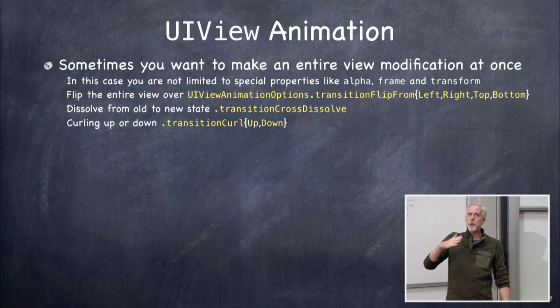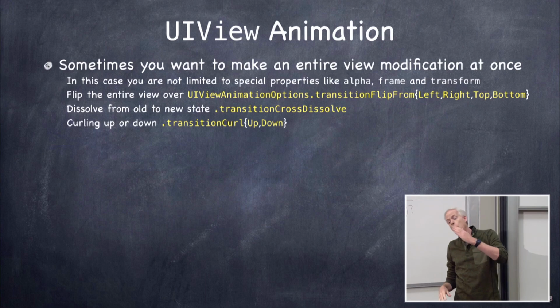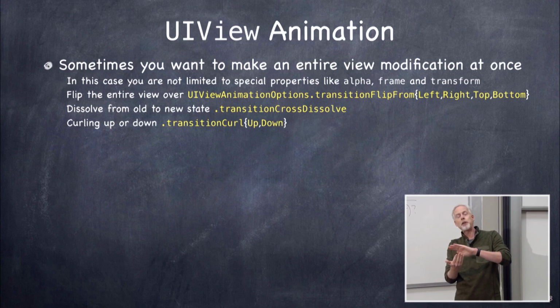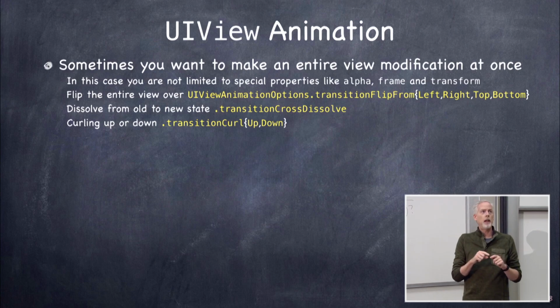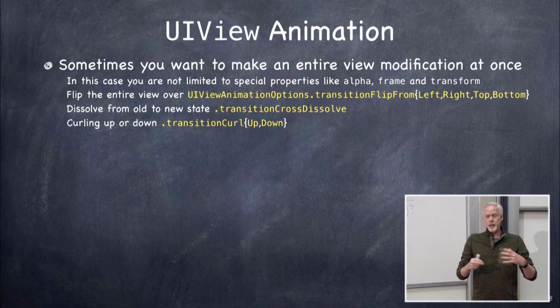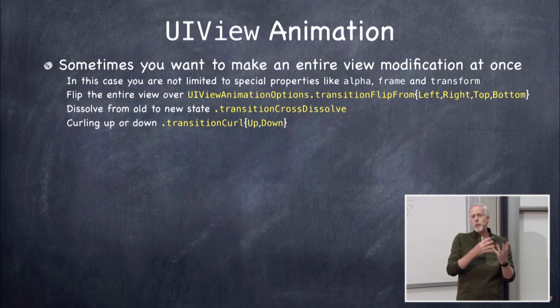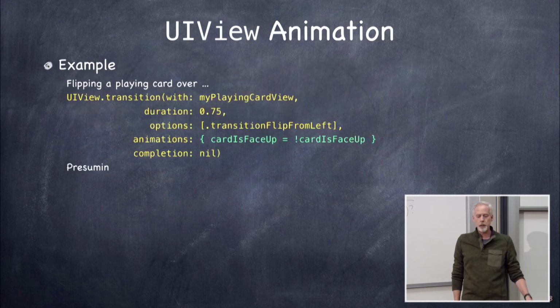There's curl up from the bottom too, which makes it like it's curling up and you're looking at a piece of paper behind it, and that's the new version, but that's only for views that fill the whole screen. It doesn't really work if it's a view inside another view. It kind of doesn't feel right. Okay, so this is for transitioning, just smoothing out or animating a complete change to a view. Playing card being the classic example.